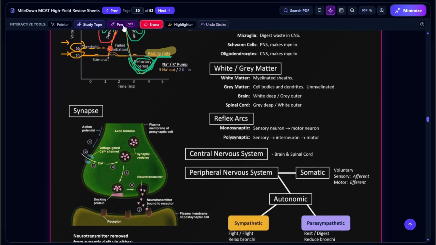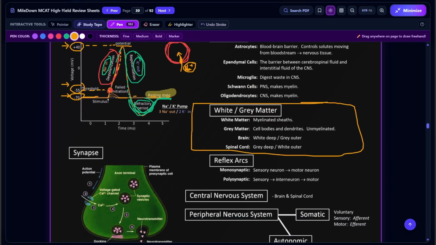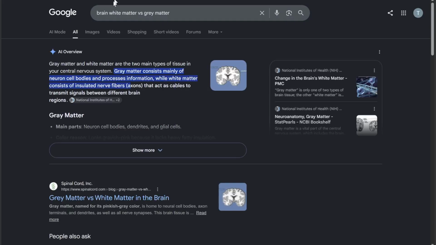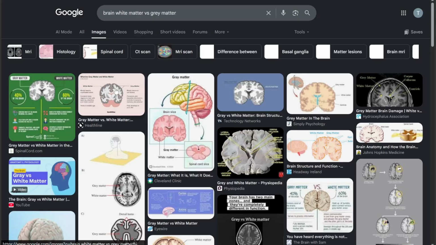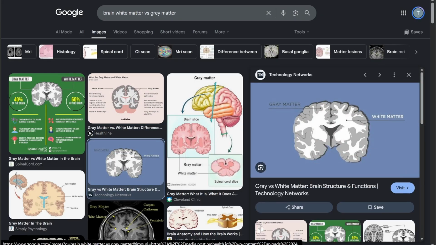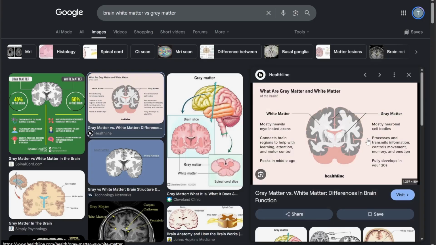So then the next thing to know is about the brain. The brain is made out of white matter and gray matter, right? So if you look at the brain, white matter versus gray matter. Okay, so here's the white matter and gray matter. Your spinal cord is the inverse, where your gray matter is on the inside, whereas your white matter is on the outside. What it represents is that your gray matter is mostly neuronal cell bodies, the soma, whereas your white matter is your heavily myelinated axons.